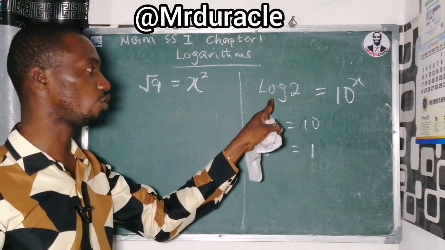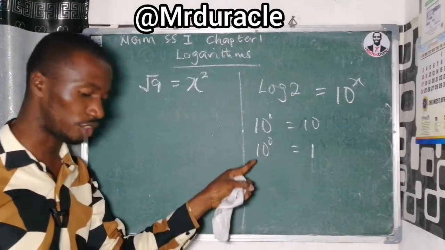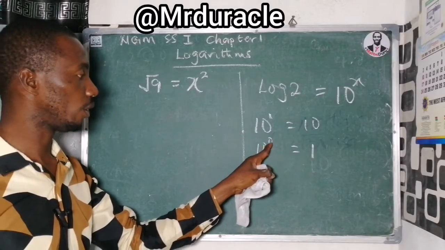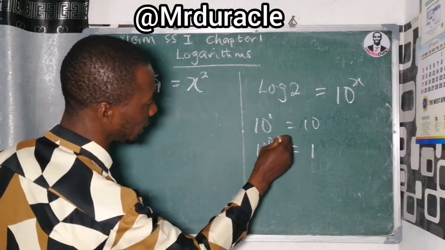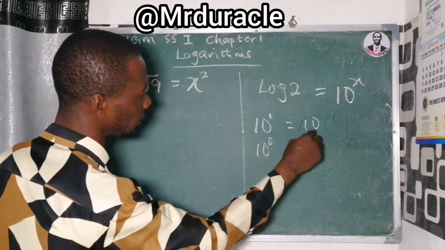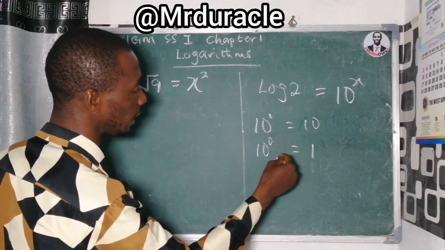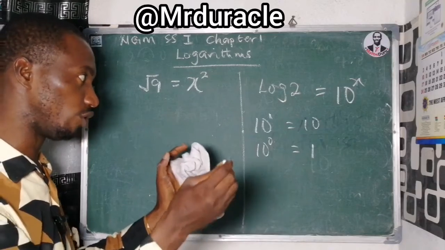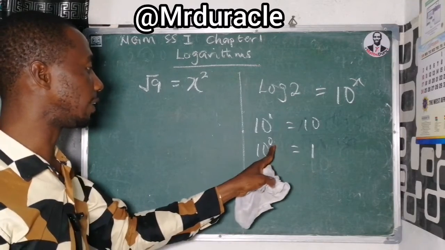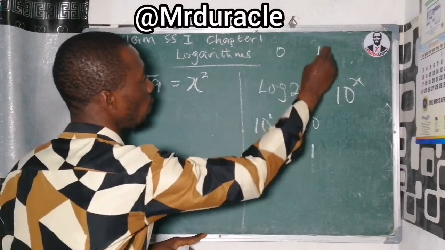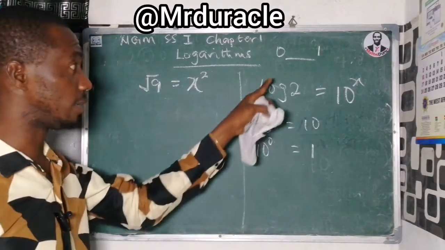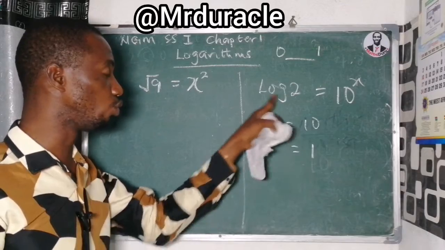If you don't want to calculate it using a calculator, you can process it this way. 10 raised to power 0 is 1. I'm looking for 2, so what do I do? If I add 1, I'm getting 10. I've exceeded, so it means I can start reducing my work. We're fully aware that the index that will give me 2 is between 0 and 1. Anything in between them is where the index of 2 should be found.